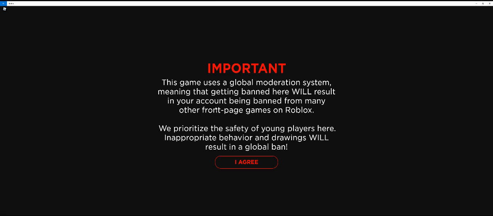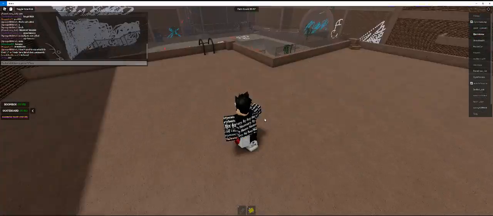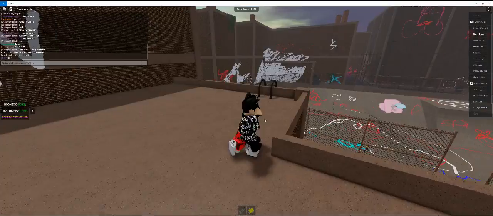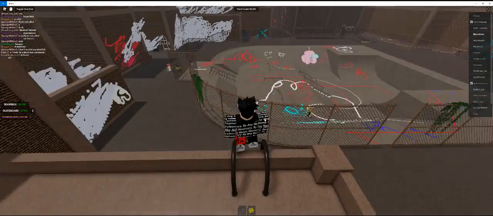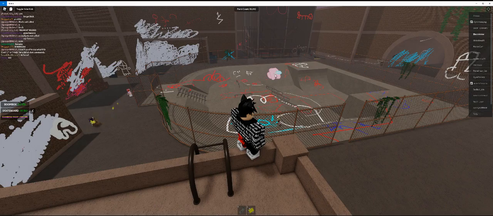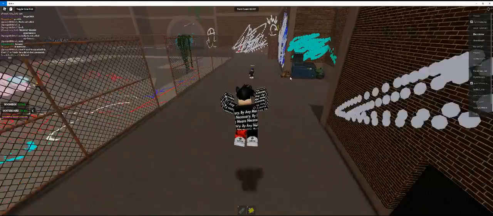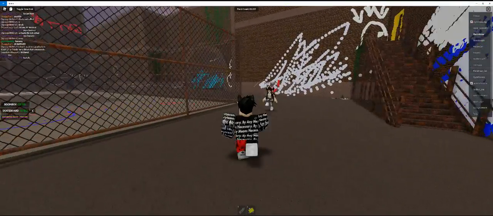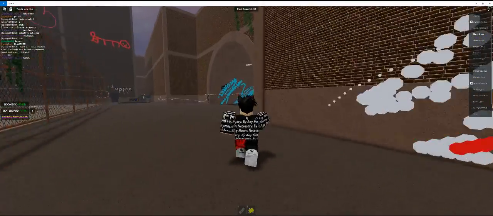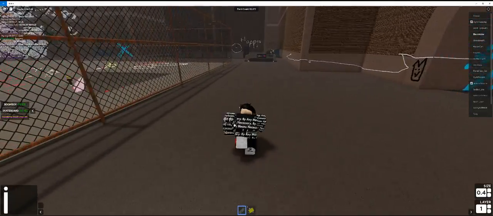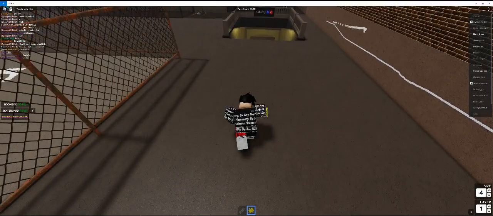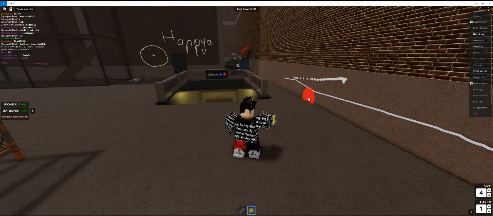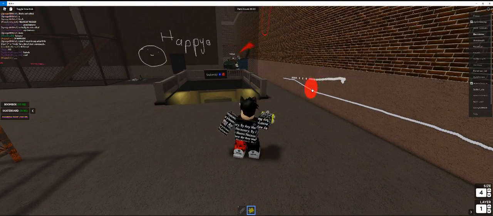Okay, so we can't draw anything inappropriate or we could get banned. All right. And let's see. Looks like people have drawn a lot of things. Ooh, sus. Looks like if you hold your cursor over things, it tells you who drew it. Like I have a spray can and a sponge. It's not getting rid of it.